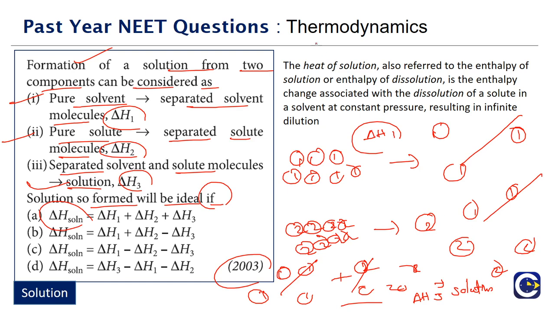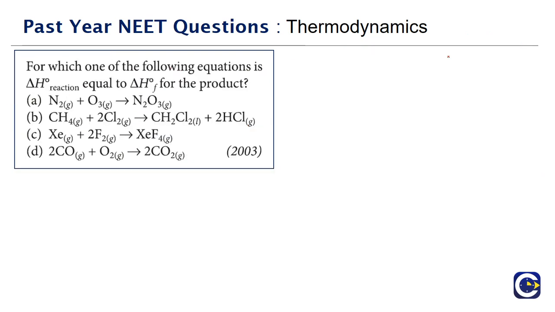So if you were to apply the Hess law, then we must have delta H of the solution equal to delta H1 plus delta H2 plus delta H3. So that's when it will satisfy the Hess law. If it is ideal, then it must exactly satisfy this. There must be no heat losses in terms of the formation of the solution. So for an ideal solution, what is the condition we must have? Delta H solution should be equal to delta H1 plus delta H2 plus delta H3. The correct answer for this is option A.